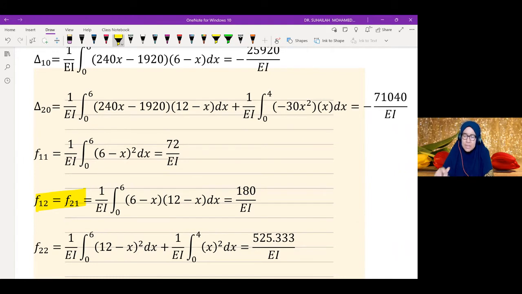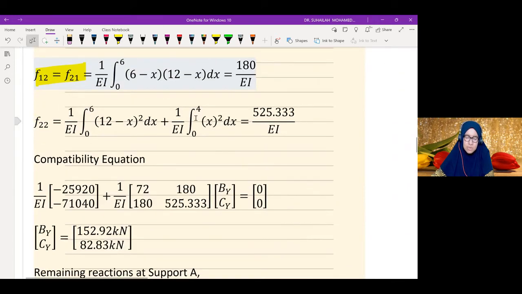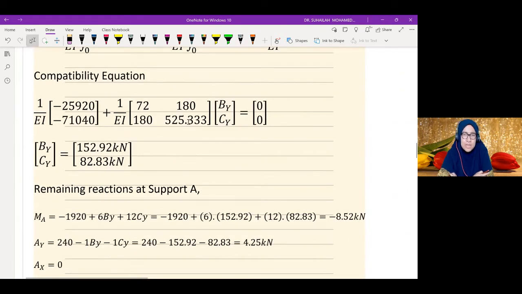Okay, so these are all the displacements in terms of EI, and we don't have to substitute EI unless displacement is given in unit meter or mm. These are all the 6 displacements. So what we need to do next is substitute into the compatibility equation. Remember the compatibility equation must be given in terms of EI.